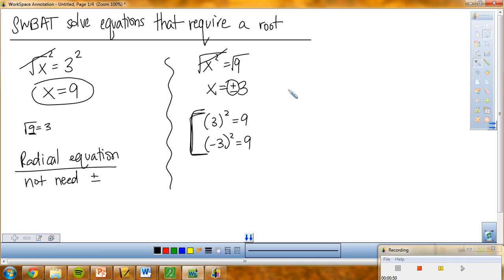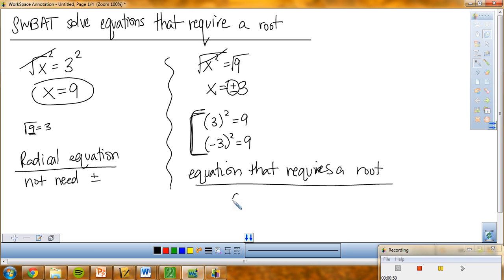All right? Here, this is what we call an equation that requires a root, and this we do need a plus or minus because there's multiple things that when we square it will give us that positive number. So we need to consider both of those.